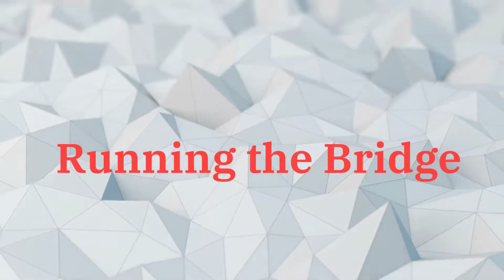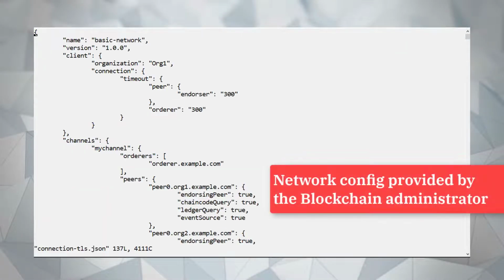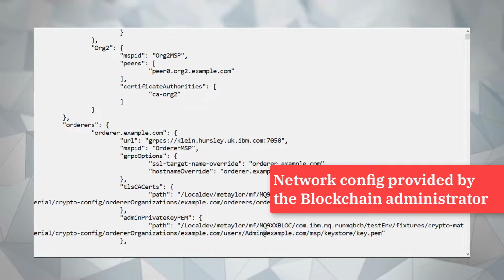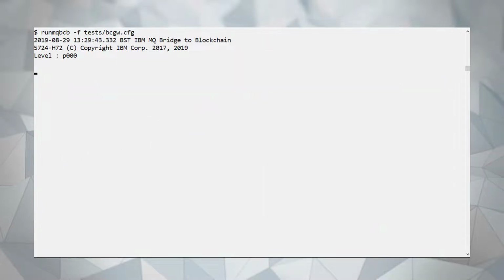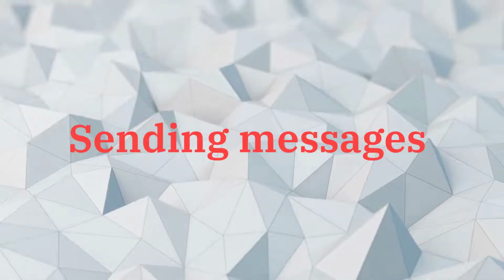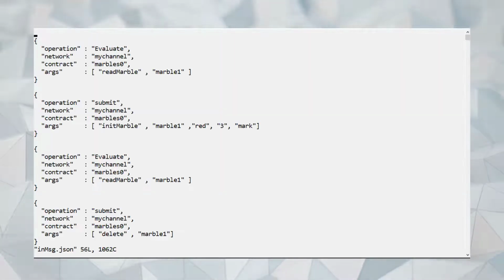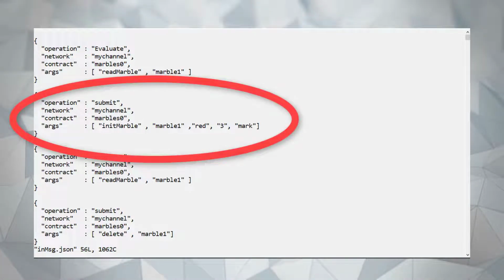Let's go straight into a demonstration. The network is described by a JSON file that has all the information about hostnames, ports, and so on. This file is used by the MQ Bridge to connect to the blockchain network. Once the bridge knows how to connect to blockchain and to a queue manager, it's started and ready to pass requests from MQ applications. Messages going through the bridge are in JSON format.